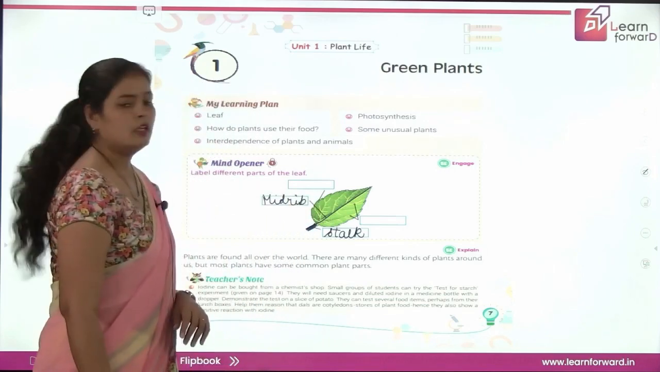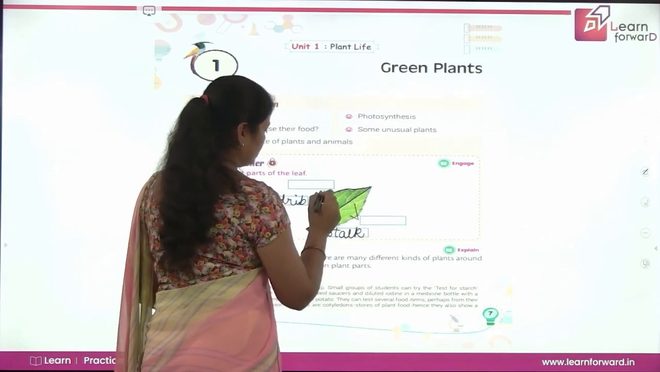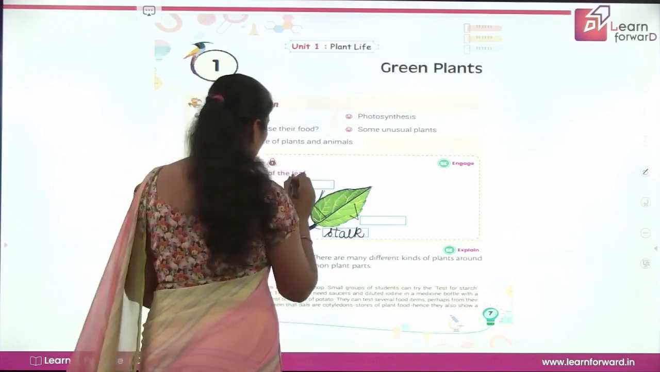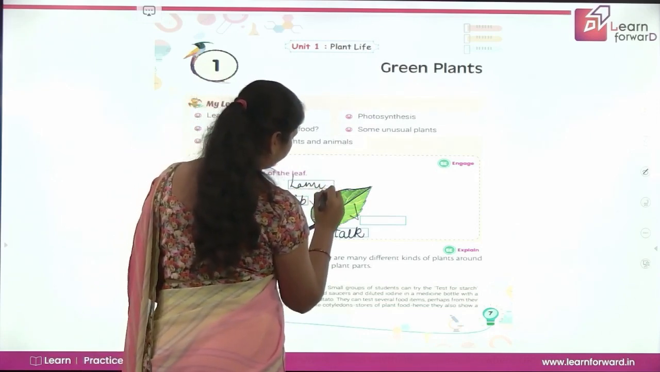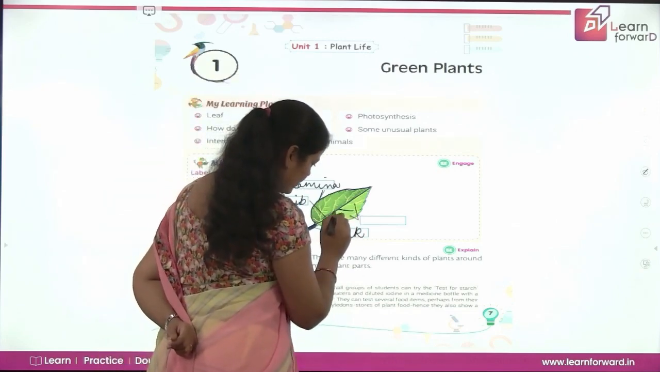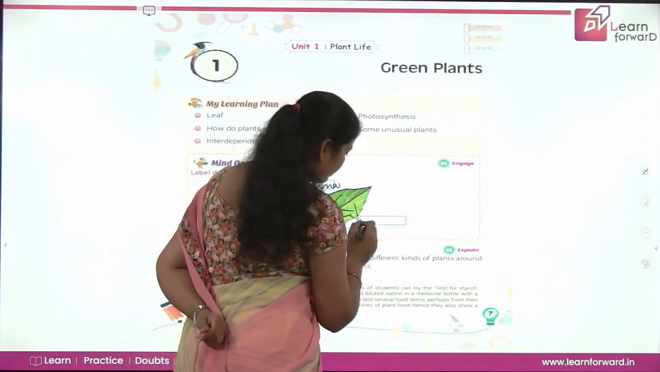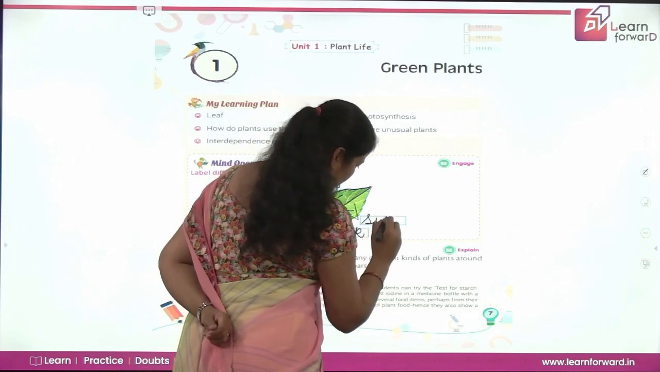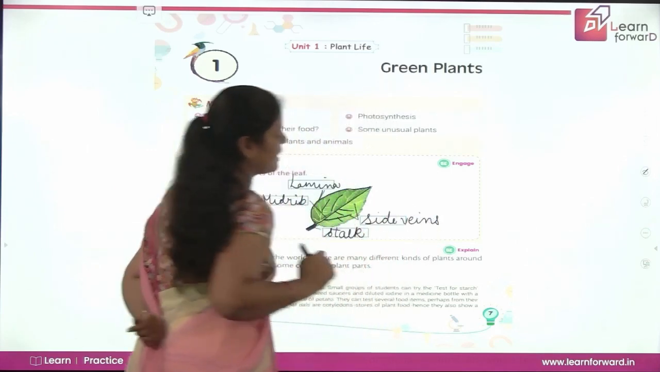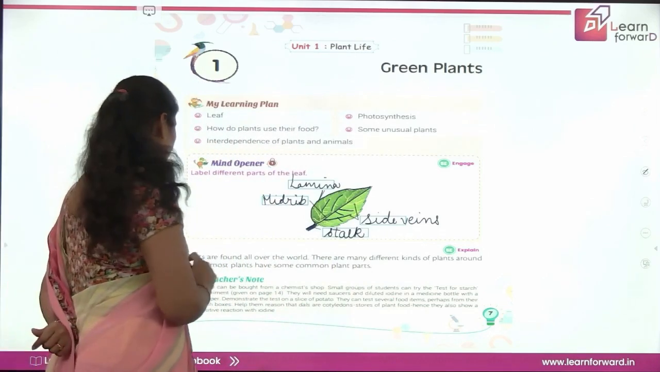Okay, fine. Now next, this part you can call lamina or margin. I am writing here lamina. And these yellow lines, can you see over here? These are called side veins or simply veins. I am writing over here side veins. Okay, we'll see all these parts later in the chapter also. So let's start the chapter.